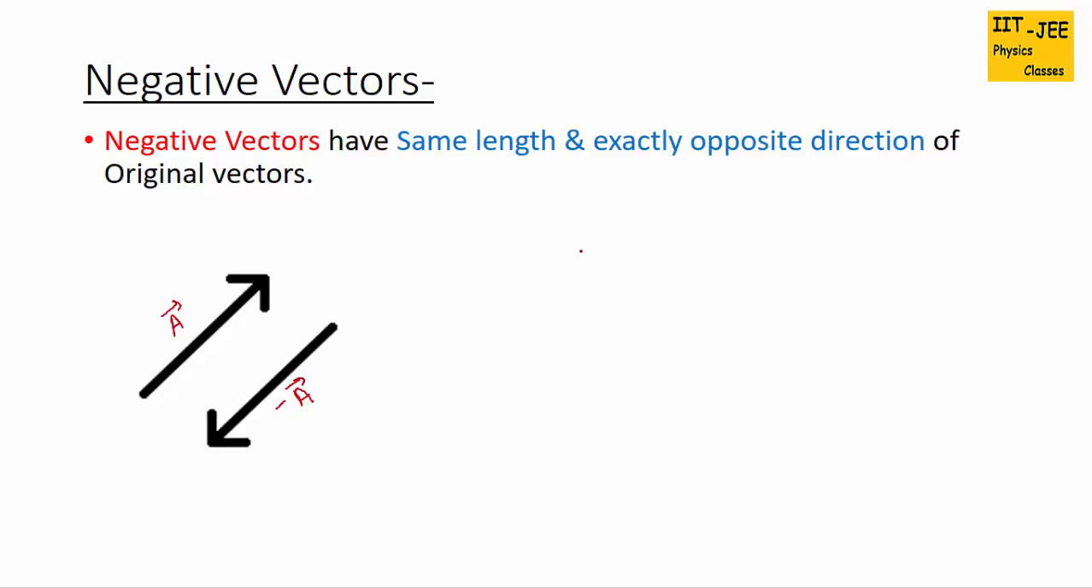Let's take another example. We have vector P here and we want to draw opposite vector of P, or you can say negative vector of P. In that case we will draw a parallel line of the same length but the arrow would be at the other end or in the opposite direction. This is minus P vector.